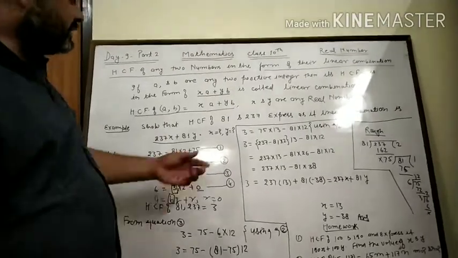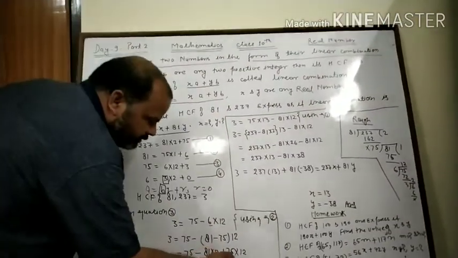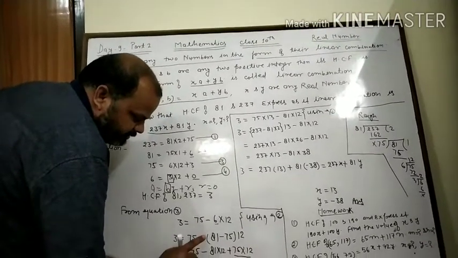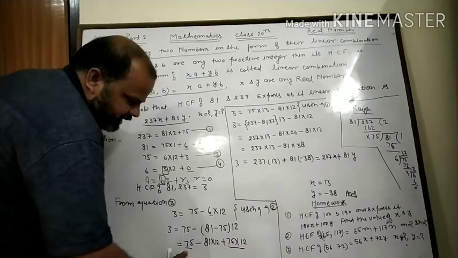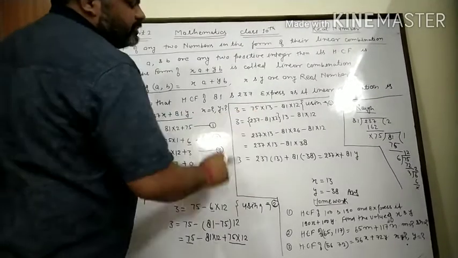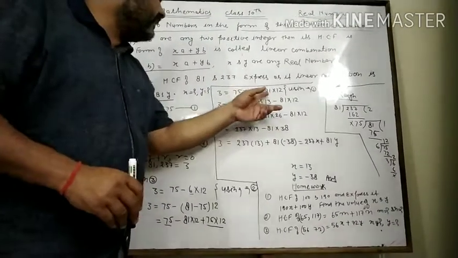One student asked where you got the 13 from. Then 13 is 12 into 75 and 1 into 75. Here you can add both. Then you get 13 into 75. Is that clear? Minus 81 into 12.